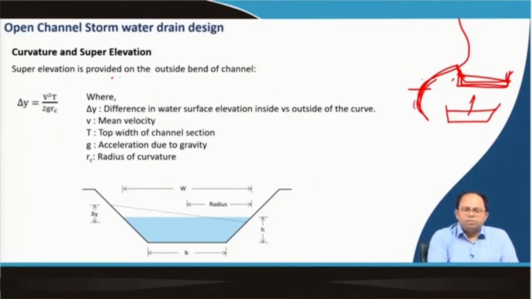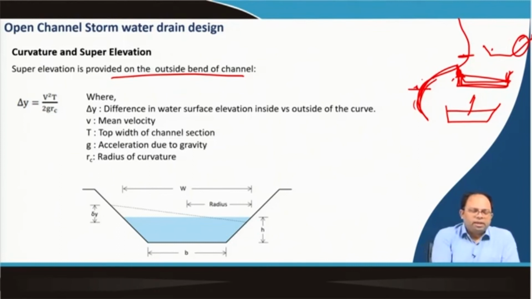And super elevation is provided on the outside bend of the channel. So, in this profile it would be provided on this side. So, this would be super elevation on this side, and you usually use this simple formula where delta y is equal to v square T by 2 g R_C, where delta y is the difference in water surface elevation inside versus outside the curve. So, this is the level inside the curve and this is the level outside the curve.